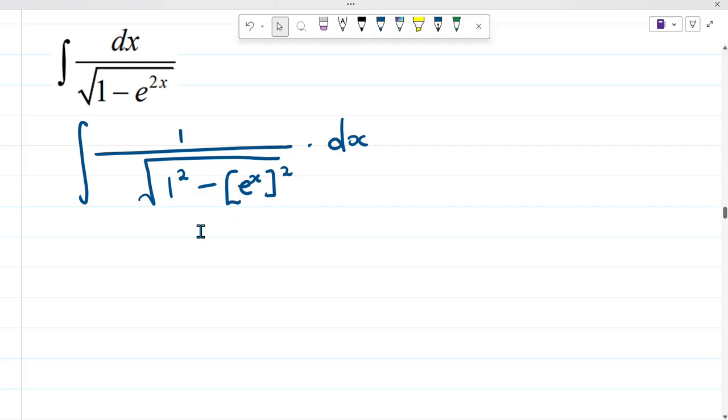We are supposed to have the same thing as whatever that is squared here. So here we're supposed to have e to the power x and e to the power x here. I'm already telling you that this one is going to be hyperbolic sec inverse. So what happened here? The question got simplified, because when we differentiate e to the power x, what do we get?